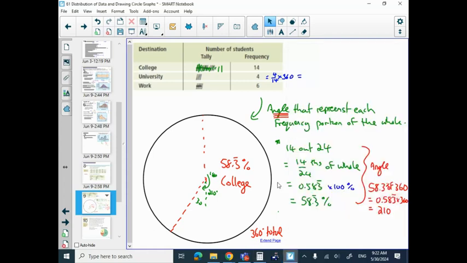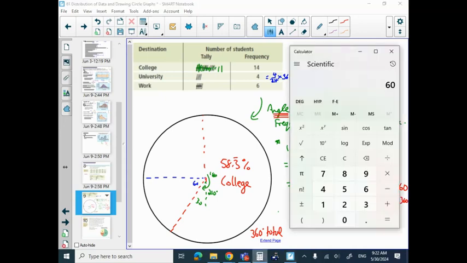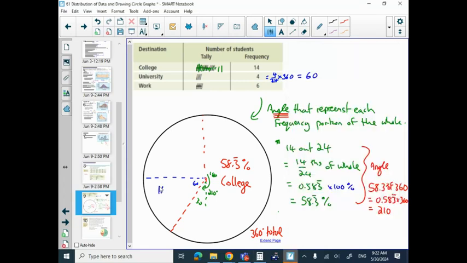Okay, so this should have said 24 in the bottom and gave us 60 degrees. And so the extra 60 brings us right to 90 there. So that's an extra 60 degrees. But of course, it represents what? The 4 divided by 24 was 0.166 repeated or whatever, so 16.7%. And that one is university. Or uni for short, as they say these days.